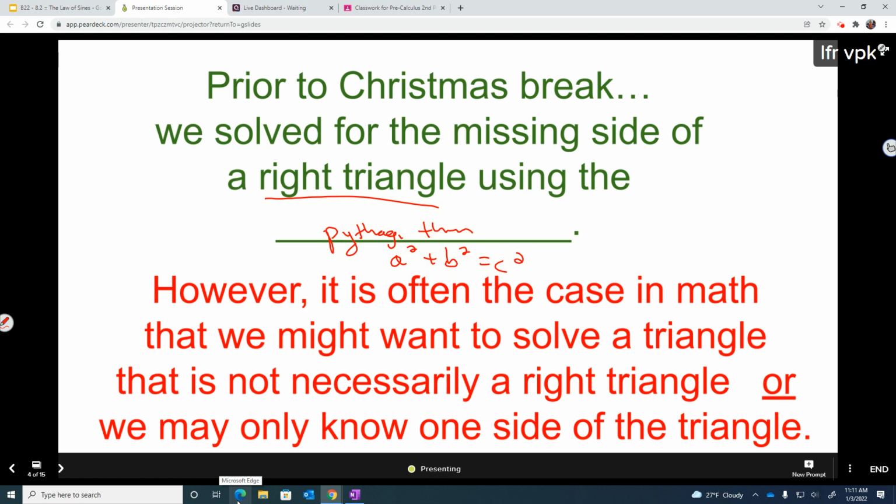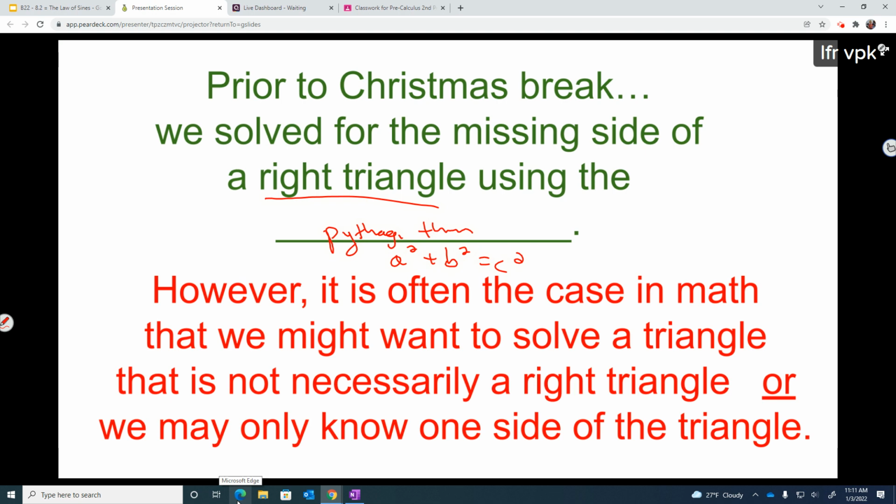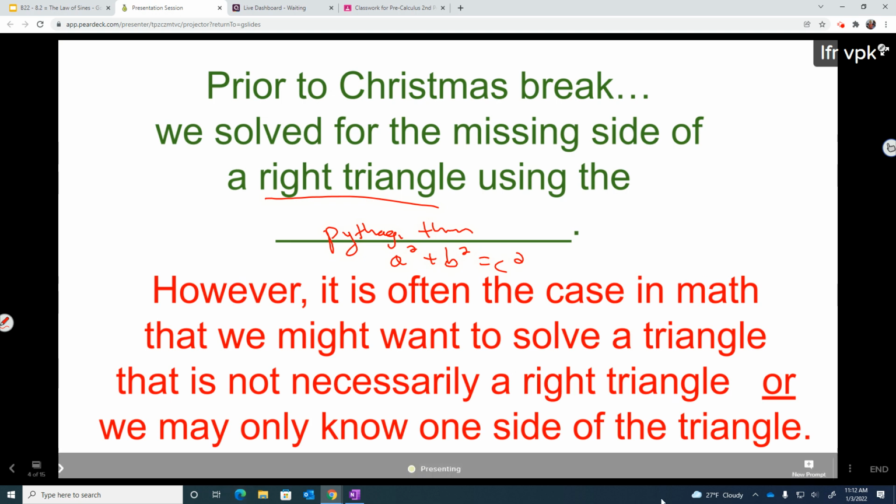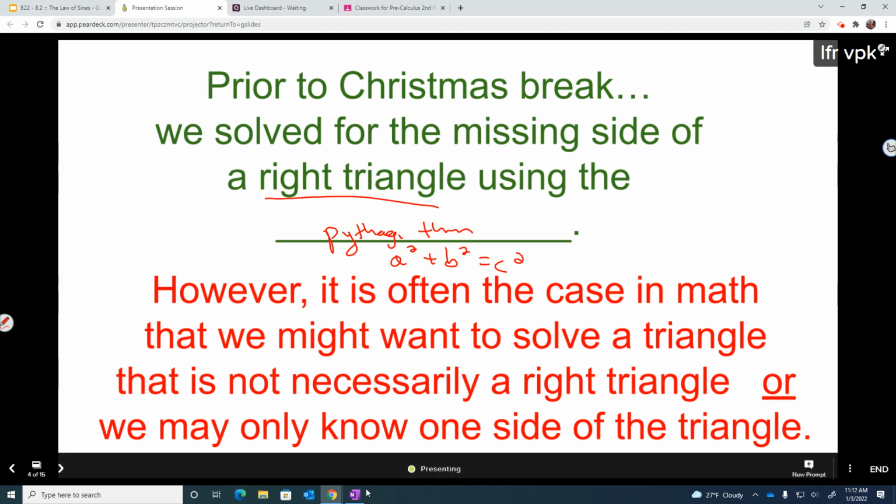In math, that's often the case that we want to solve a triangle that's not necessarily a right triangle. A right triangle has to have a 90-degree angle. Sometimes we want to solve a triangle that doesn't have that, or maybe we only know one side of the triangle. For Pythagorean theorem, we need to know two sides, right? So often we only know one side, and so this isn't going to work, which means we need something else to try to solve it. And here comes the law of sines. That's going to fulfill this problem that we have.